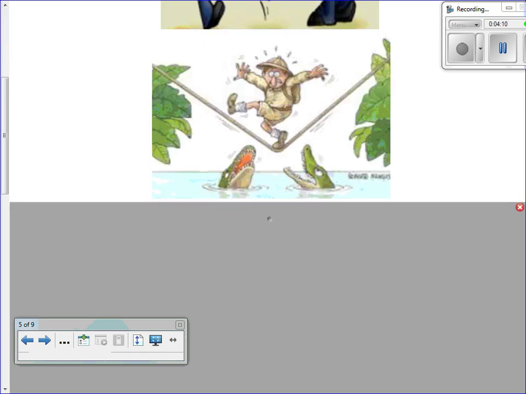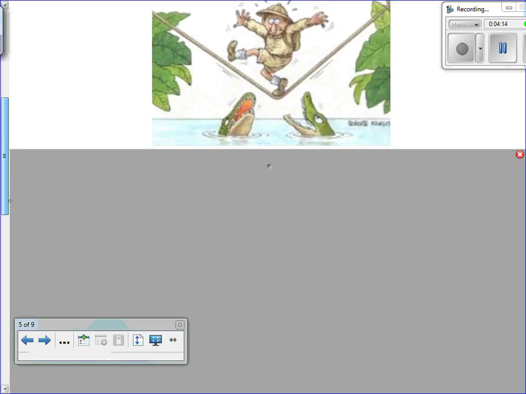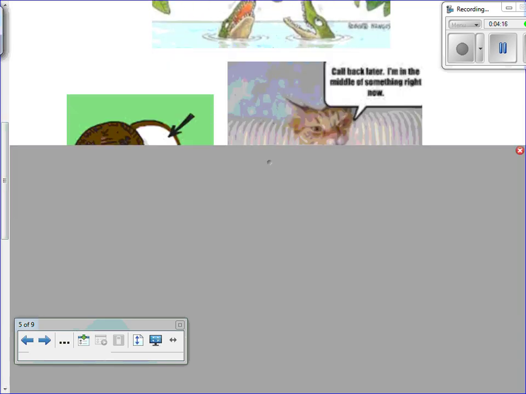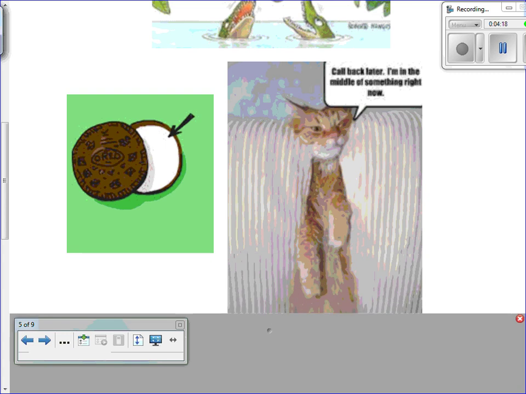Okay, I got this guy crossing a little tightrope. If he falls, looks like he's going to be lunch for the crocodiles or alligators. Keep on going here. Got the middle of an Oreo. Then we have a cat that is in the middle of the couch. Median is the key word you're thinking here.